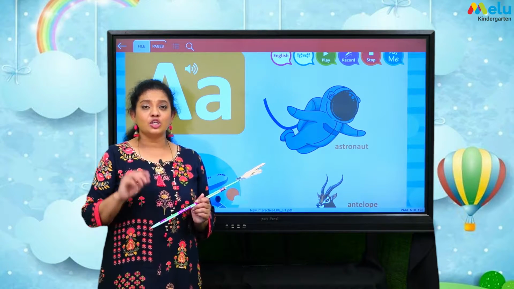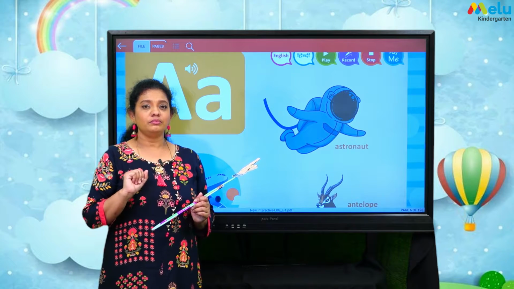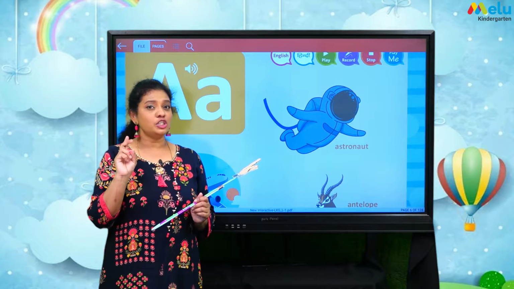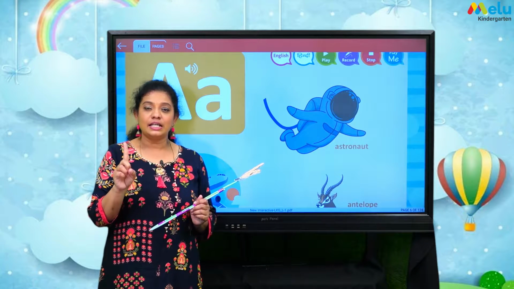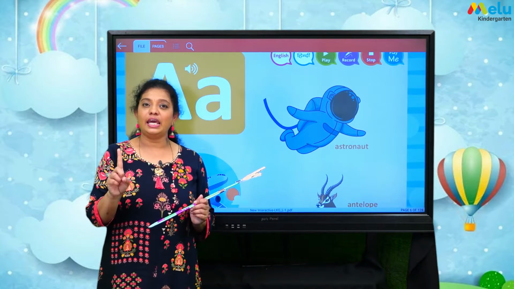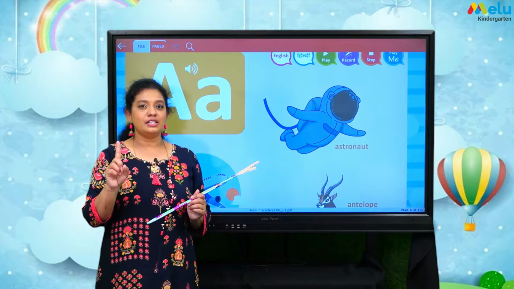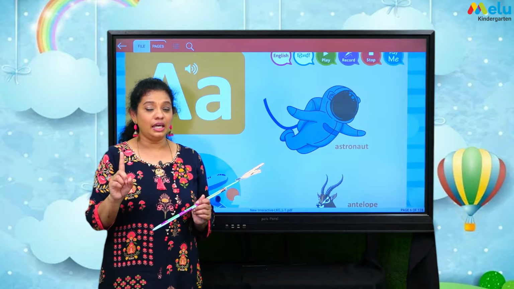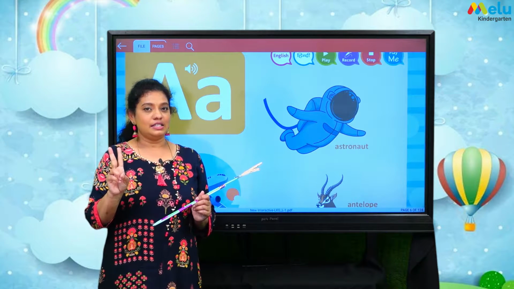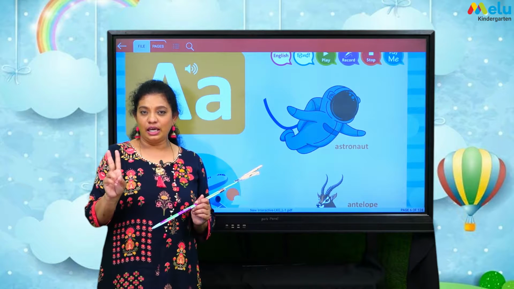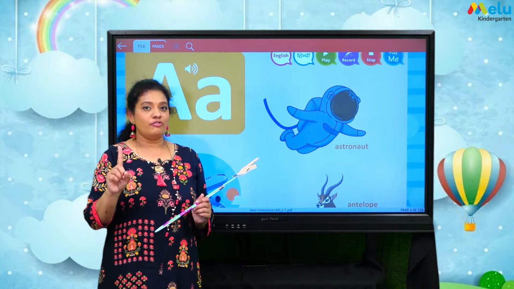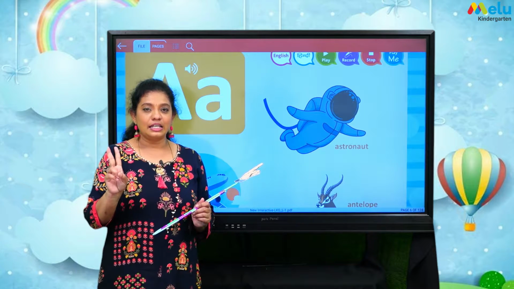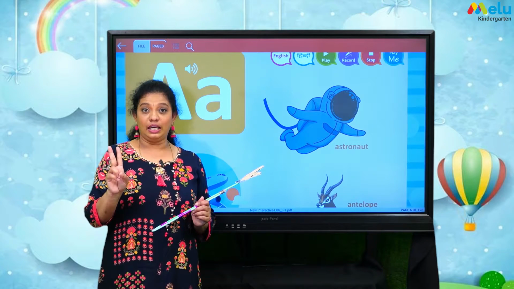Letter A has two sounds. They are the long sound and the short sound. The long sound of letter A is letter A itself. A is the long sound of letter A. A is the short sound of letter A. A is the long sound of letter A. A is the short sound of letter A.